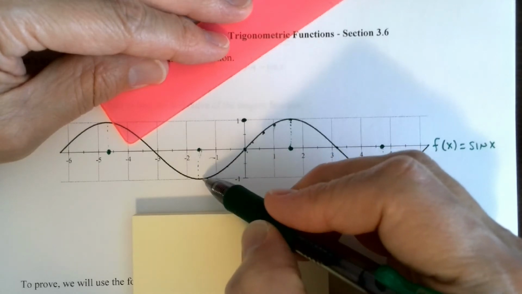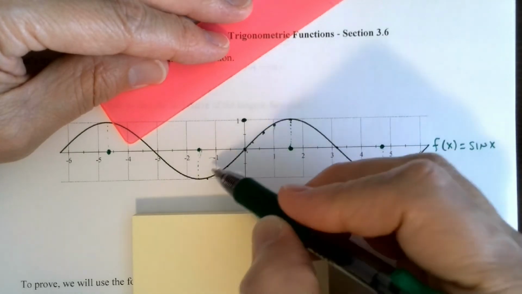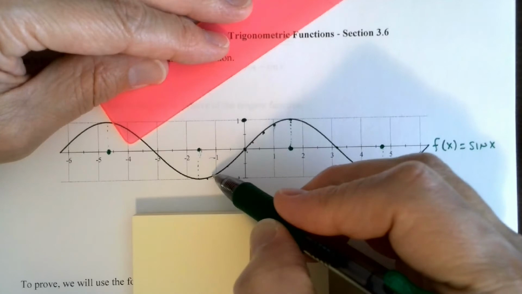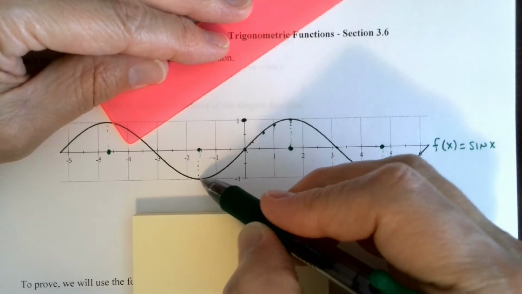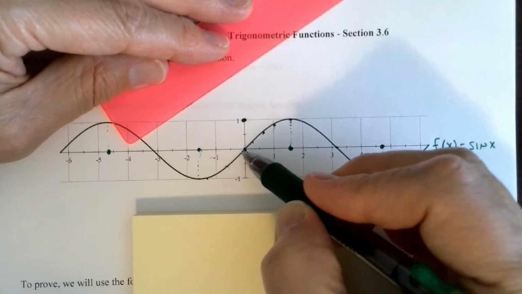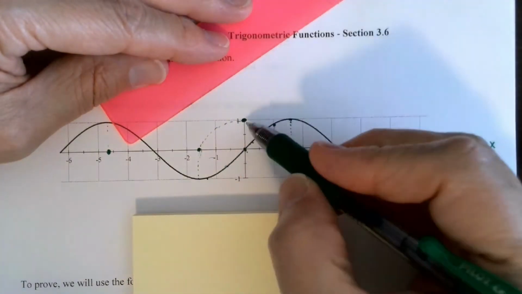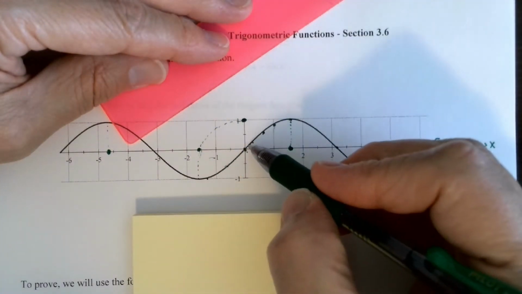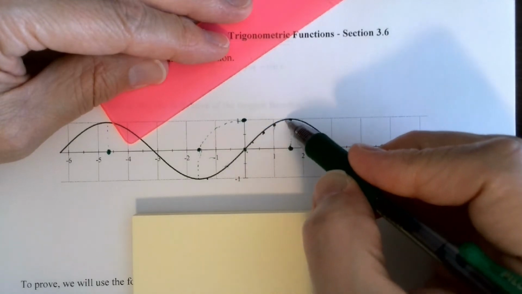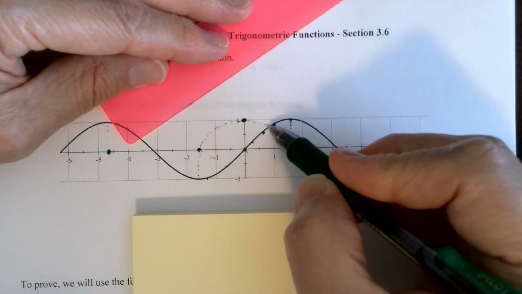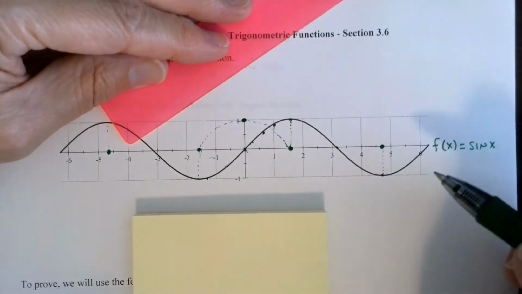And we said what? As we move from negative pi over 2 to 0, the slope of the tangent line is positive, but it's small positive, increases up to 1. So it's going to increase up to 1 somehow, and then what happens after that? It's still positive, but it decreases back down to 0. So the graph looks something like that.